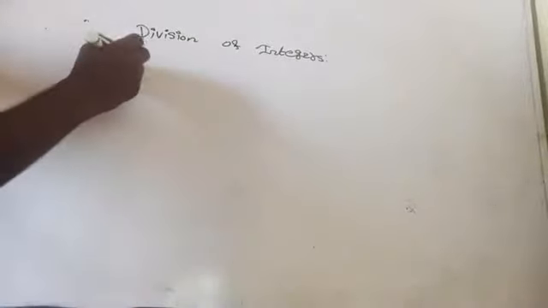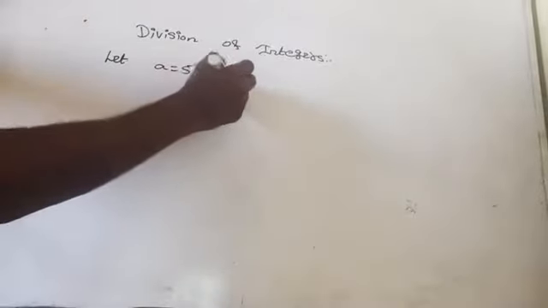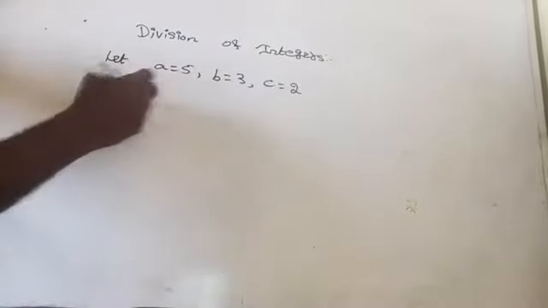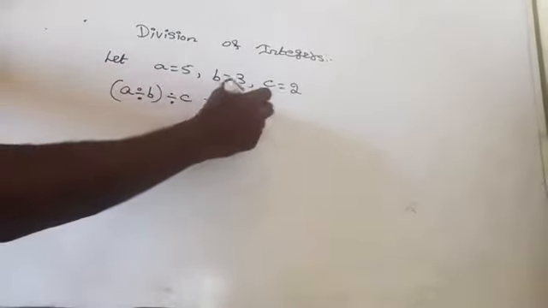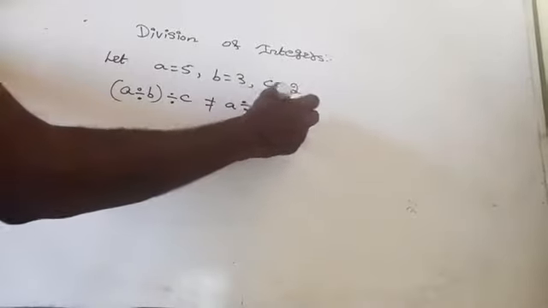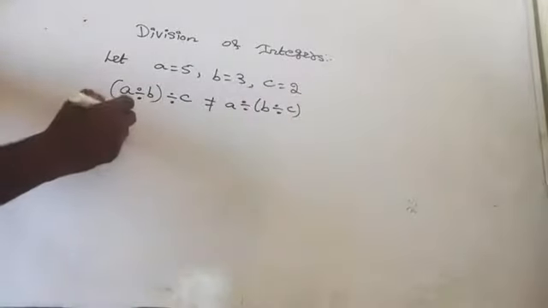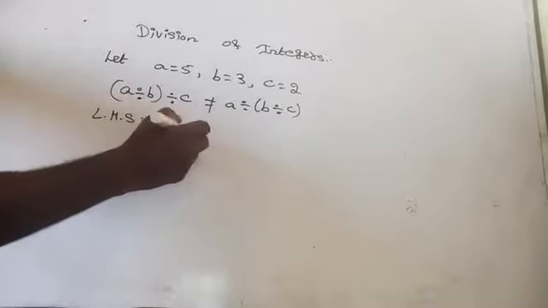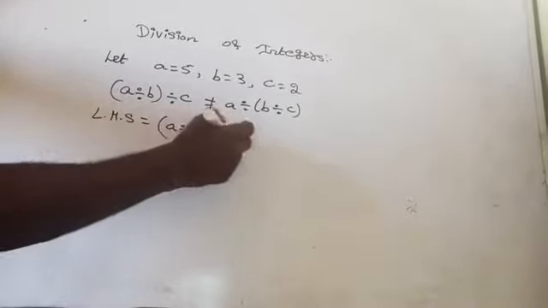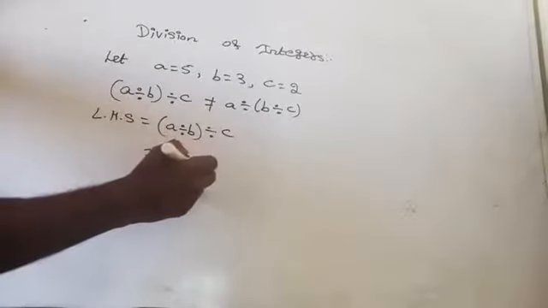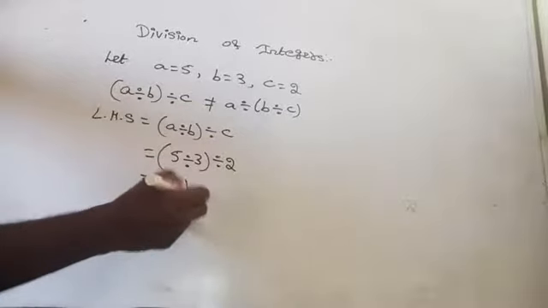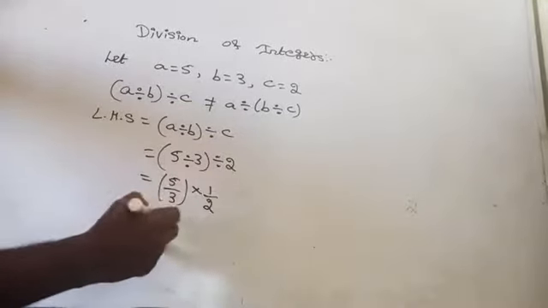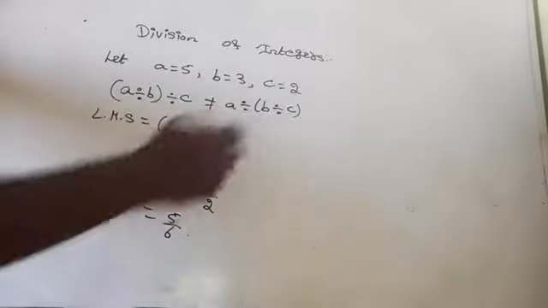Associative property is also not true. You can take a equal to 5, b equal to 3, c equal to 2. Then (a divided by b) divided by c is not equal to a divided by (b divided by c). First take the left hand side: (a divided by b) divided by c. a divided by b is 5 divided by 3, divided by c, c is 2 here. So 5 by 3 into 1 by 2, which is equal to 5 by 6.